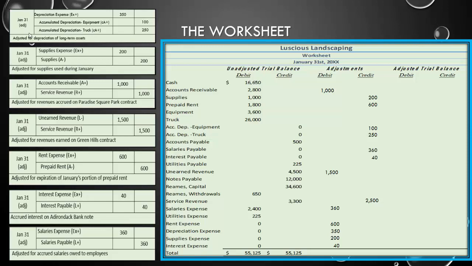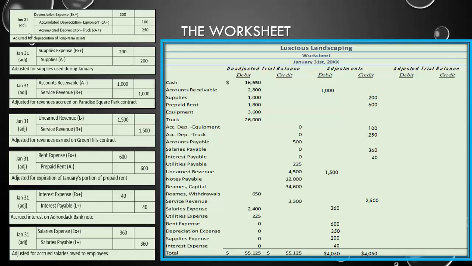That's our 7 adjustments. So the first thing we need to do is make sure our debits equal our credits within the adjustment section. So if we add together all of our debits, 1,000 plus 1,500 plus 360 plus 600 plus 350 plus 200 plus 40, add those numbers together, we come up with $4,050 worth of debits. We know debits got to always equal credits. Do our credits add up to the same? Well, we're going to add those 7 numbers in the credit column of this adjustment section, and that also comes up to $4,050. So we're good here.